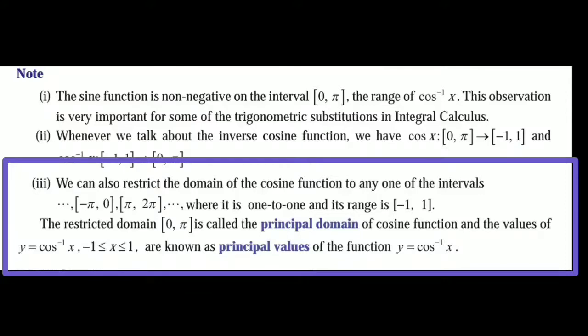The restricted domain closed interval [0, pi] is called the principal domain of the cosine function and the values of y equal to cos inverse of x, -1 ≤ x ≤ 1, are known as principal values of the function y equal to cos inverse x.